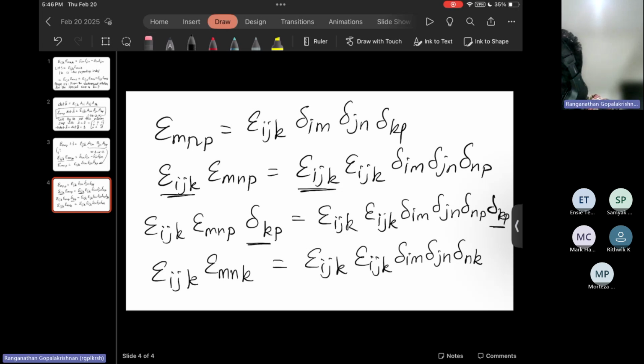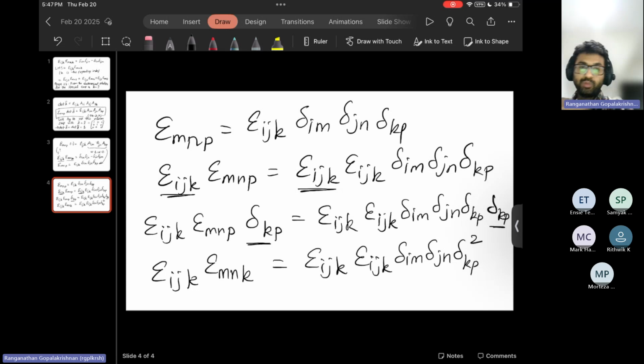So I have delta kp here, which means I have delta np delta kp. So I already have a delta kp here. I did multiply both sides to get this mnk and ijk. So I would have delta kp squared. Delta kp squared.